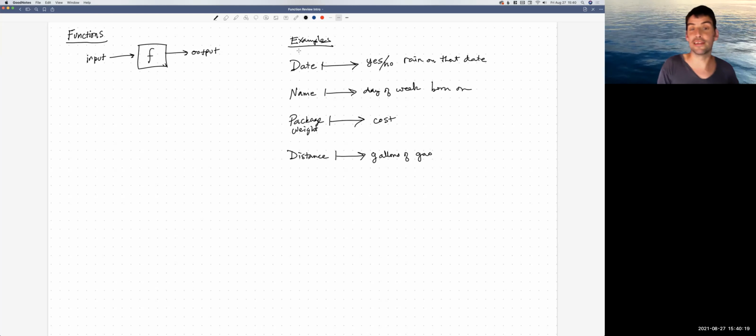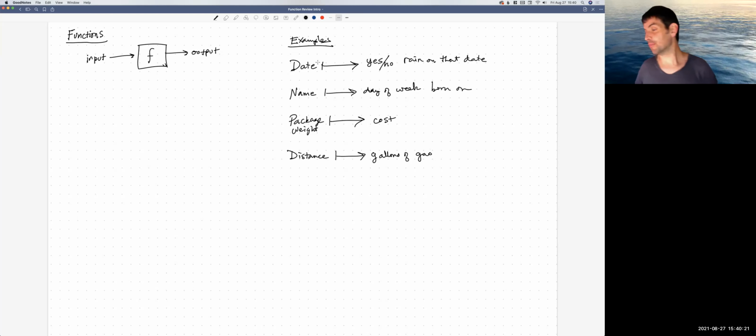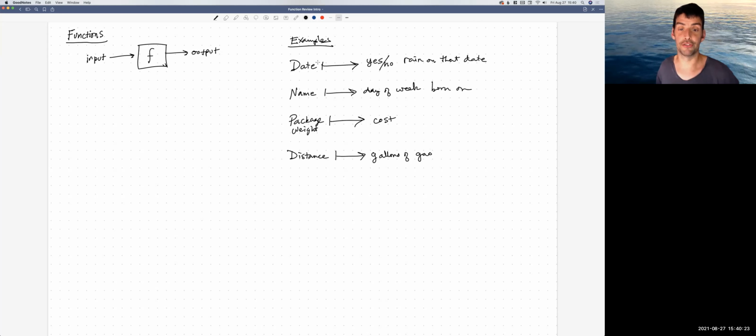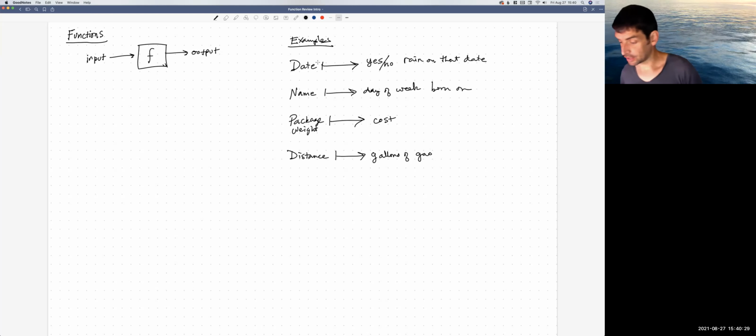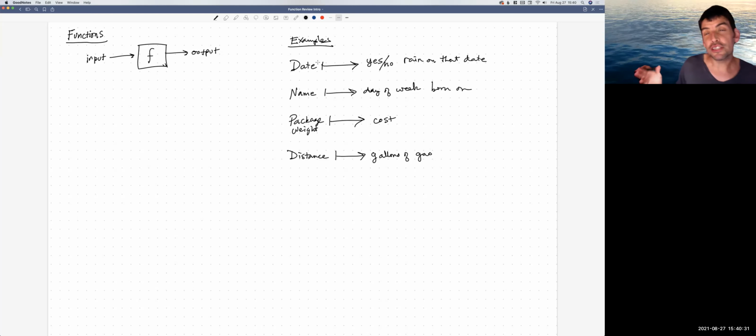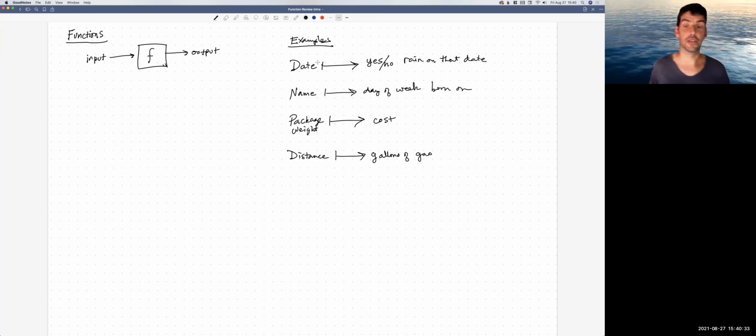Maybe they'll represent something like what I've done here. Maybe they'll be more abstract, just some mathematical function where we input a number, do something to it, we get a new number out, but that's still our input output, okay? So let's focus on those kinds of functions, okay?